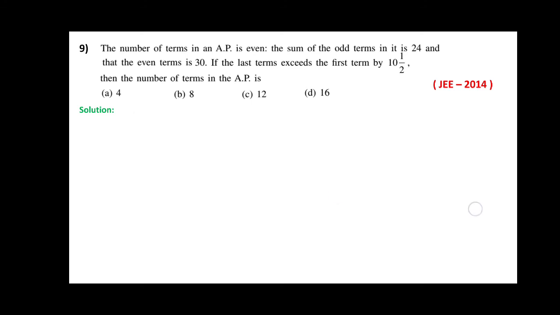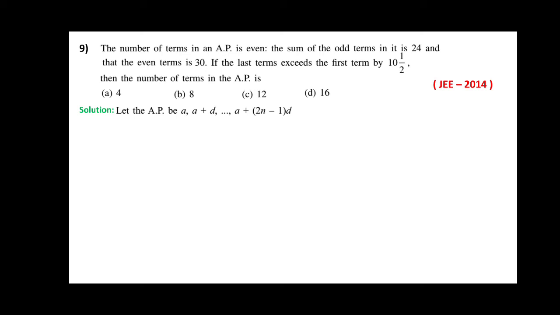Now we can consider the solution. Let the AP be A, A plus D, and so on, up to A plus 2n minus 1 into D. Because here the number of terms in an AP is even, the coefficient of D should be 2n minus 1 in the last term, because we have an even number of terms in this given AP.